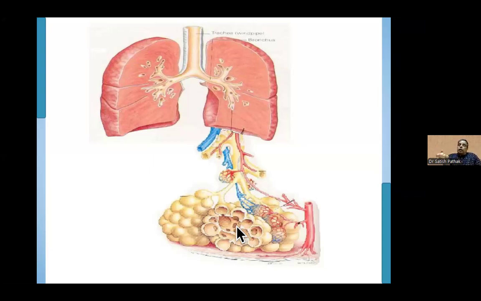Similarly, if you are doing Kapalbhati every day, all the alveoli are opening and closing, so their elasticity is maintained. If the elasticity is maintained, they will open up whenever you are in need of more oxygen. So this benefit you get by doing Kapalbhati.